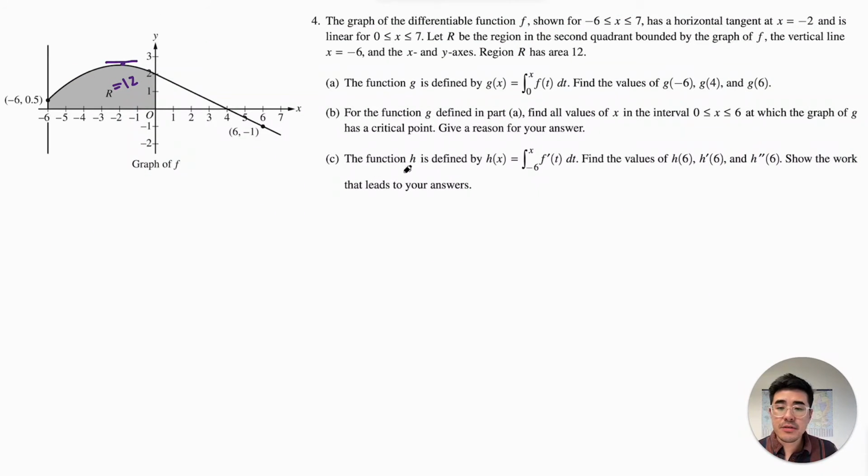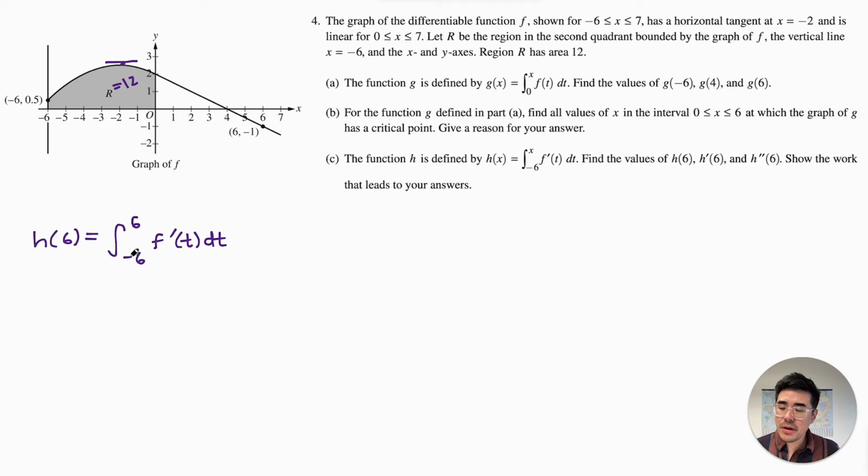Part C now gives you the function h, which is defined as the integral of the derivative of f from -6 to x. Find the values of h of 6, h prime of 6, and h double prime of 6. Let's show the work. Okay, so h of 6 should be fairly straightforward in that we're just going to plug in the numbers into the bounds, right? So it's the integral from -6 to 6 of f prime of t dt.